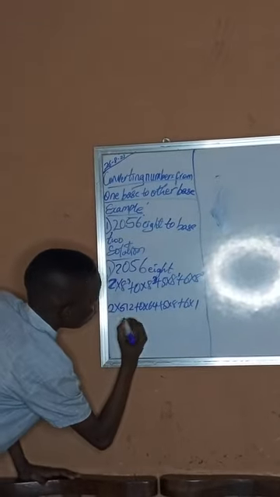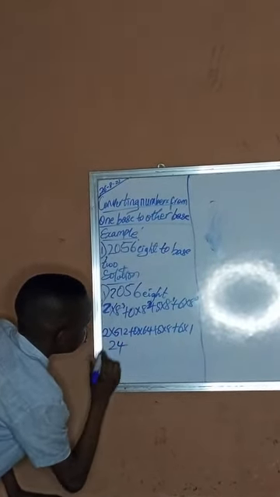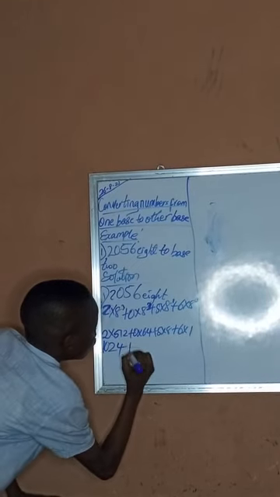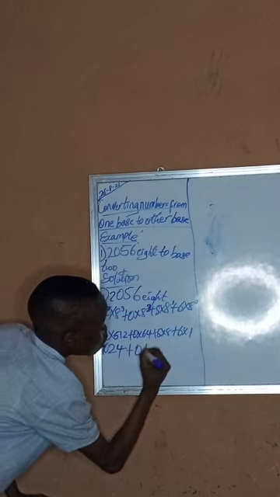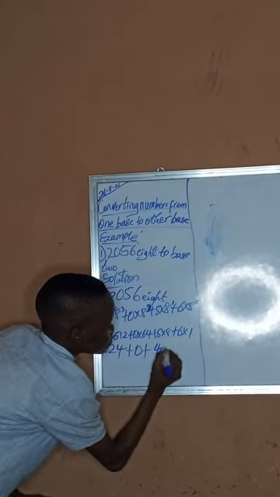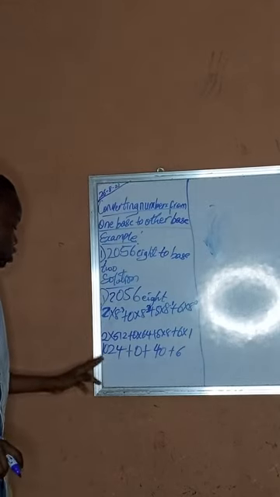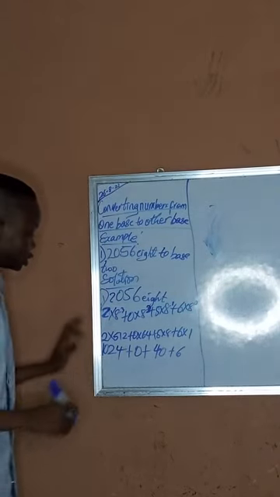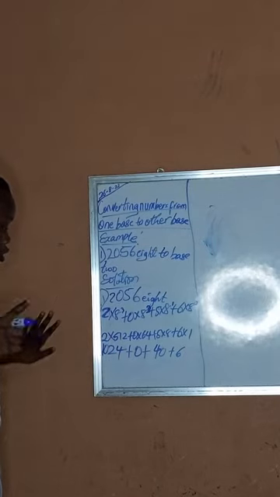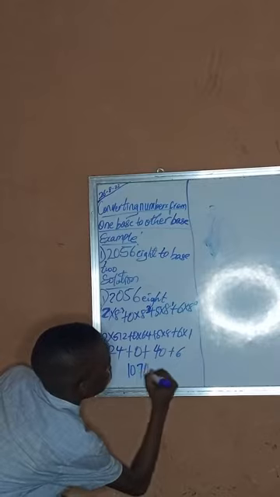2 times 512 is 1024. Plus 0 times 64, which is 0 since we're multiplying by 0. Plus 5 times 8, which is 40. Plus 6. Let's add it. 1024 plus 6 is 1030, plus 40 is 1070. So it will be 1070 base 10.